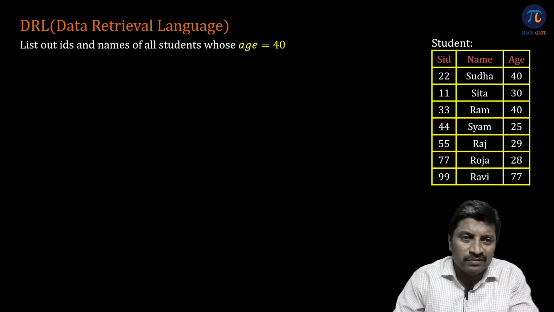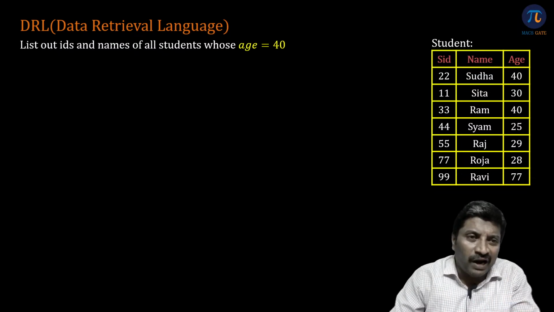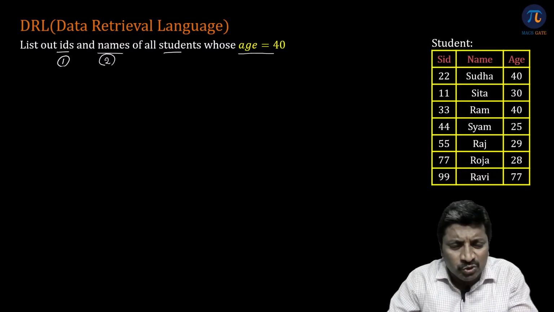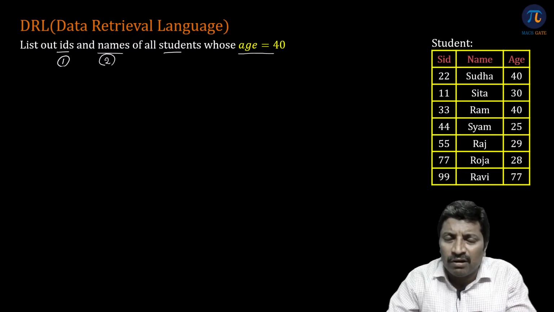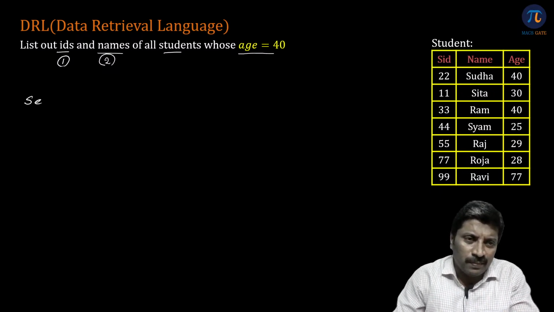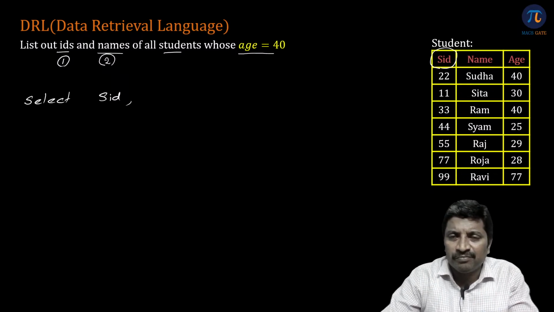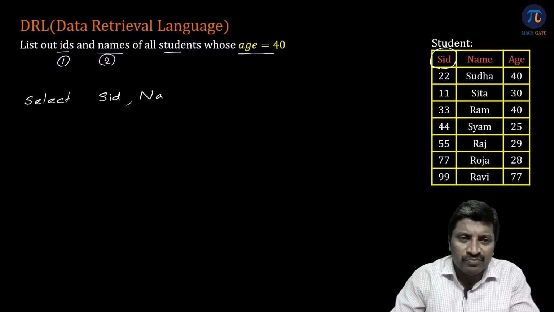Now let's go to the next one. List out IDs comma names. Now I need only 2 attributes, only ID comma names of the students whose age equal to 40. The same story, but now I don't need all the values or all the attributes of the records. I need only 2 details of the records. So select, what is the list you want, sir? IDs, that is SID, because the name here it is SID. The next one is name, SID comma name.